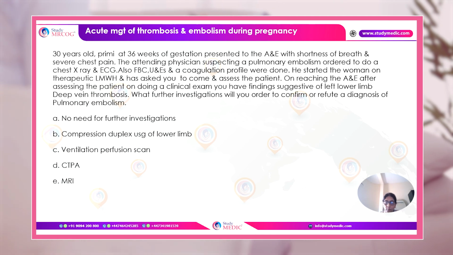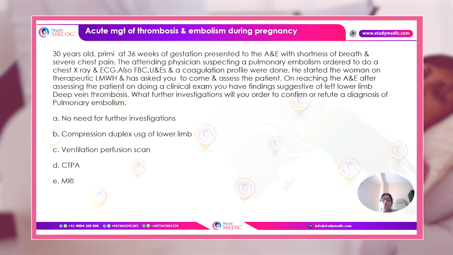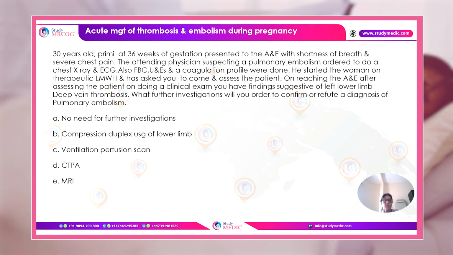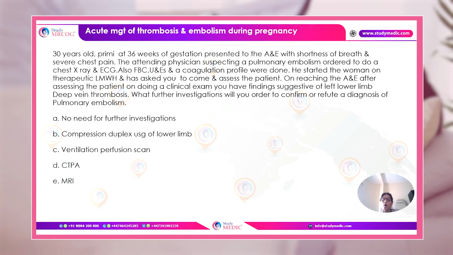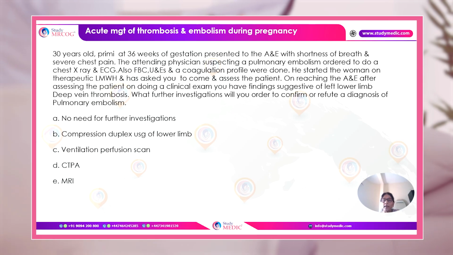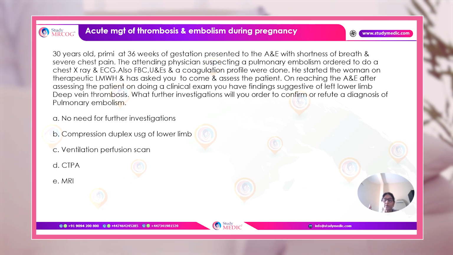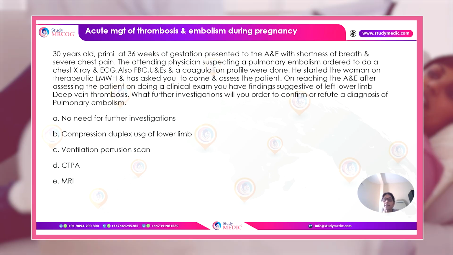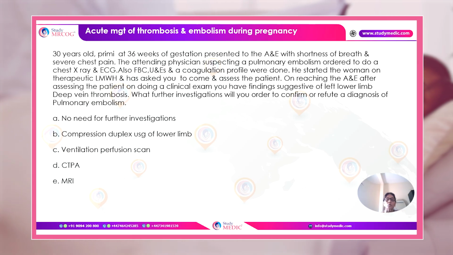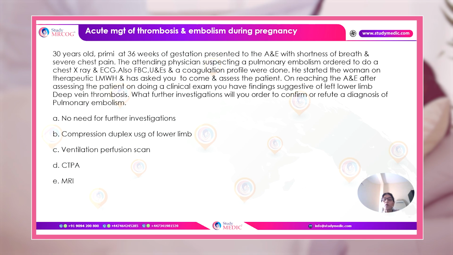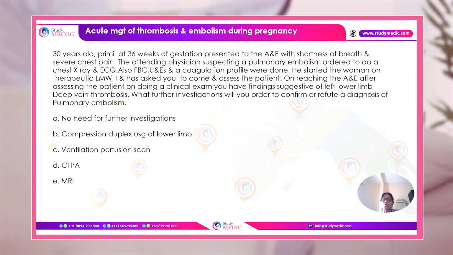So if that suggests that a DVT is present, there is no need to go ahead and do a VQ scan or a CTPA. Because if a DVT is already present and the woman presents with signs and symptoms of pulmonary embolism, just go ahead and treat the pulmonary embolism because it is a life-threatening condition. And most of the times this DVT that is there, it has thrown a thrombus and it has gone and lodged in the pulmonary circulation. So here this woman, because she has signs and symptoms of DVT in her lower limbs, you will do a compression duplex ultrasound of the lower limb.